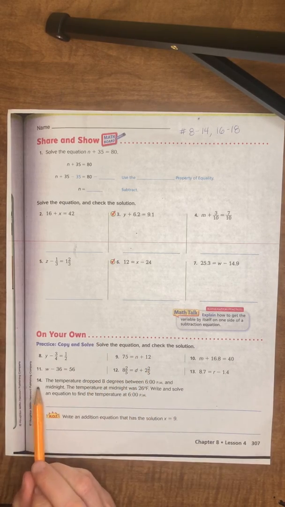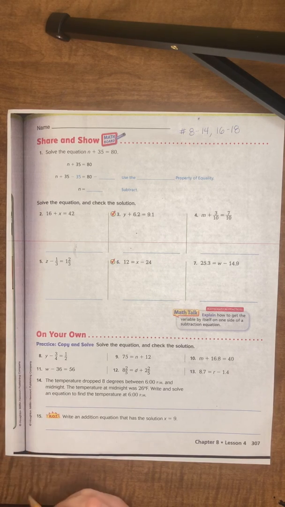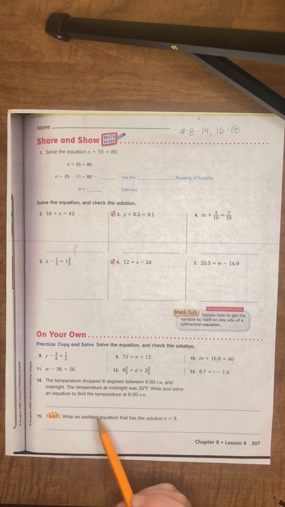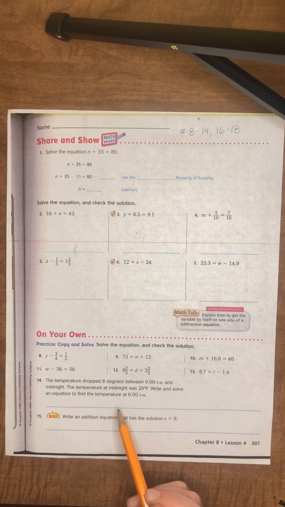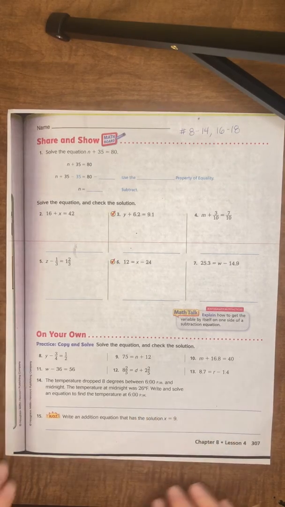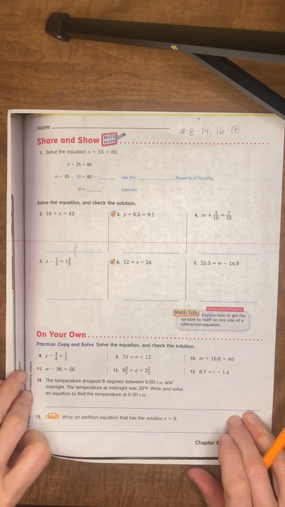Okay, and then number 14: the temperature dropped 8 degrees between 6 p.m. and midnight. The temperature at midnight was 26 degrees Fahrenheit. Write and solve an equation to find the temperature at 6 p.m. Again, in this case, you need to write an equation and then you need to solve the equation. Remember to show your work and to give a label.